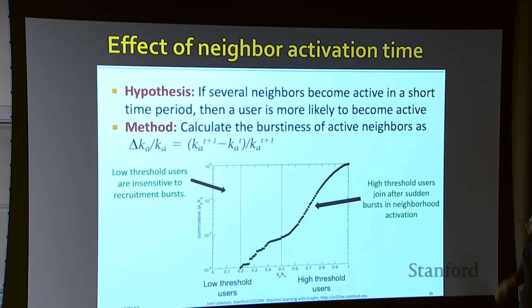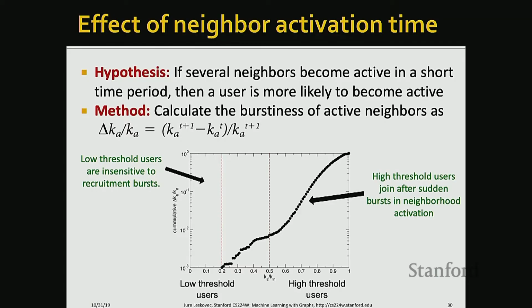And the other interesting one is, what is the effect of neighbor activation time? So here, the hypothesis is the following. If several of my neighbors are becoming active in a very short time period, then a user is more likely to become active. And intuitively, what this is telling you is, if people are very vocal about this protest, and all of a sudden everyone is talking about it, even if it's still the minority of the Twitter user base talking about it, you have higher chances to become part of it, okay?